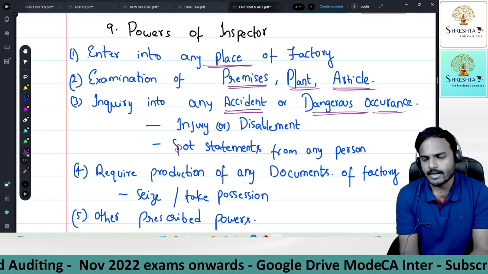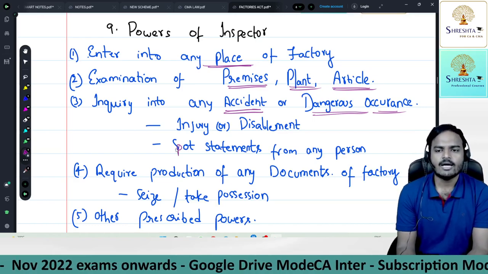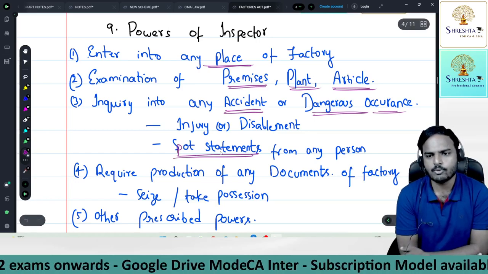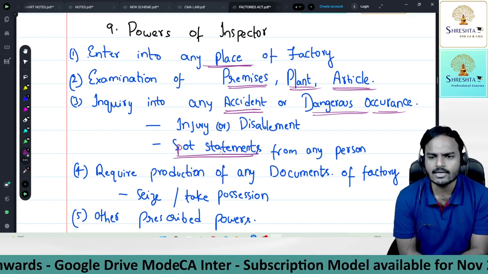He can examine the plant and machinery that is responsible for the accident, and he can collect statements from the persons at the spot. Based on that he will prepare a report. He will send that report to the higher officials.